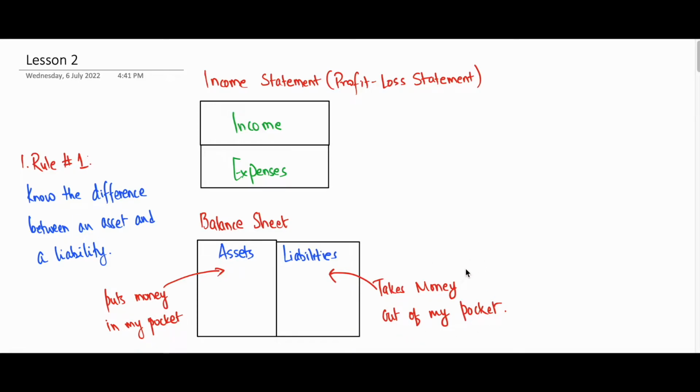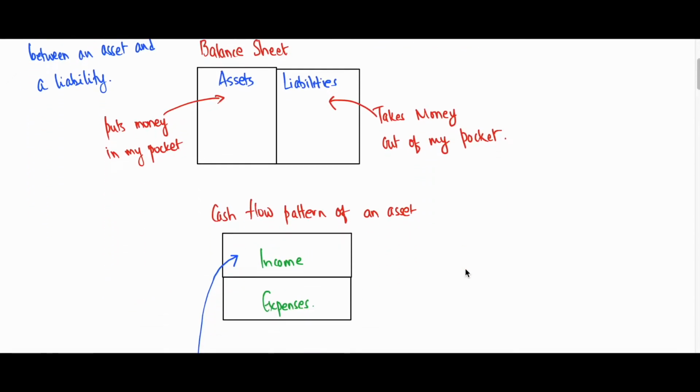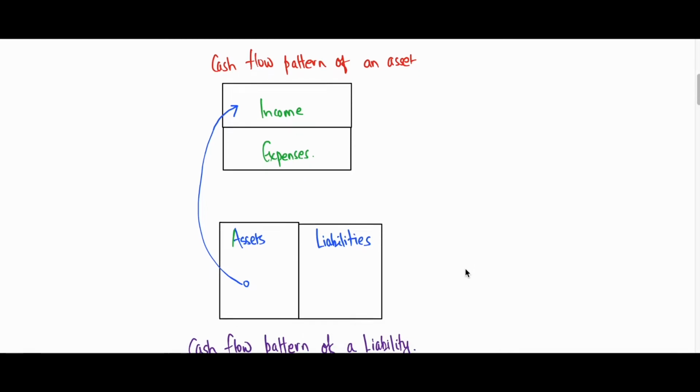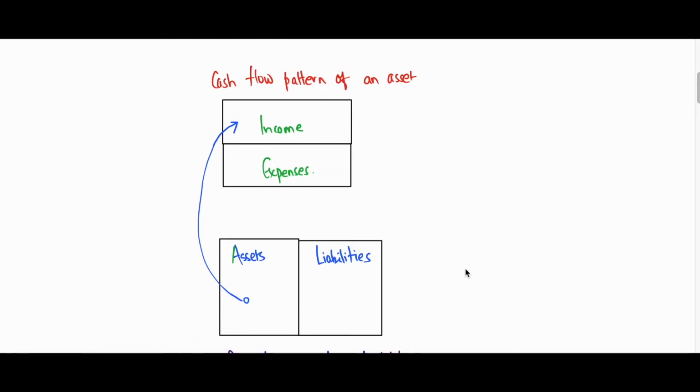Now we will discuss the cash flow. We will discuss how the money flows from the assets and liabilities sections into the income and expenses. Now we'll discuss the cash flow pattern of an asset. An asset is something that gives money into your pocket. Whenever you have more assets, you increase your sources of income. That's why whenever you have increased assets, you will have increased income.